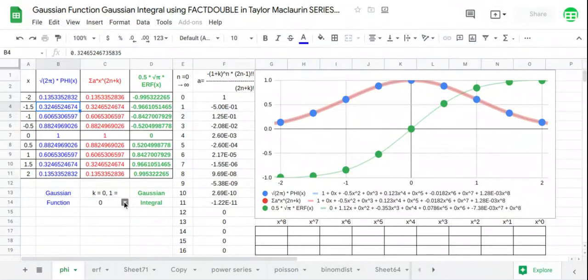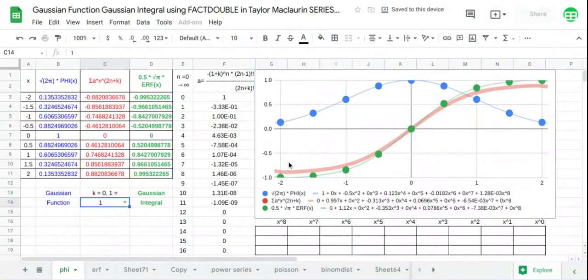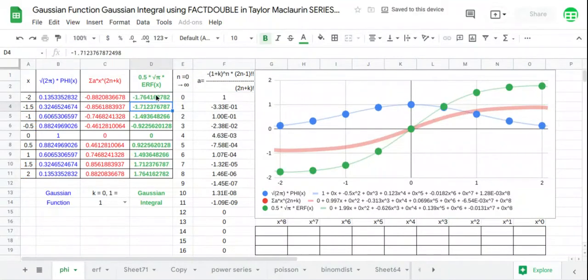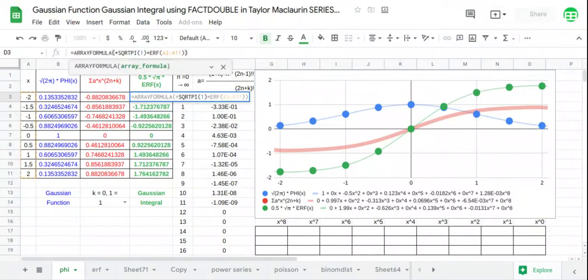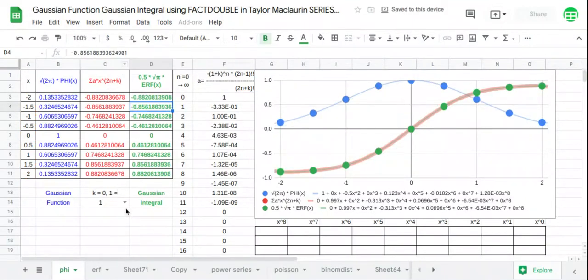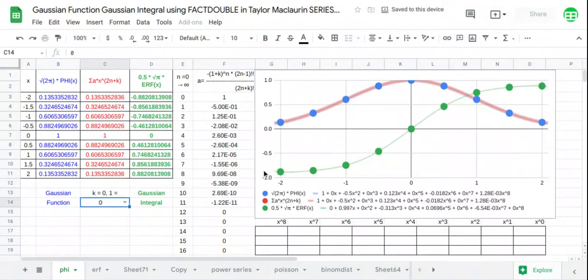And we toggle this to 1. This green should be on the red. So we have to complete this. We multiply by, the first part is square root of pi. Then enter. And the second part will be multiply by 0.5 times 0.5. Now they're on the trend line. They're all in the same trend line. We toggle this. Now they're all the same trend line.